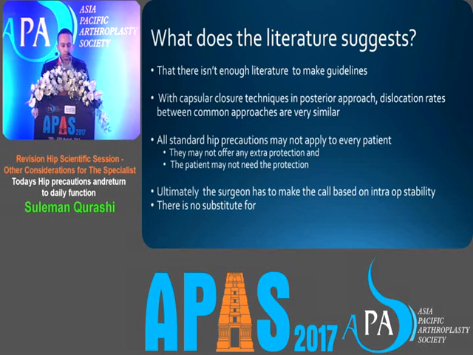I guess from all this, I concluded that there isn't really enough literature to make any guidelines. We also know from the literature that with capsular closure, posterior approach, and other approaches, dislocation rates are very similar. And all standard hip precautions may not apply to every patient, because either they may not offer anything in addition, or the patient may not need them. But ultimately, the call has to be made by the surgeon based on their own assessment of the individual case.